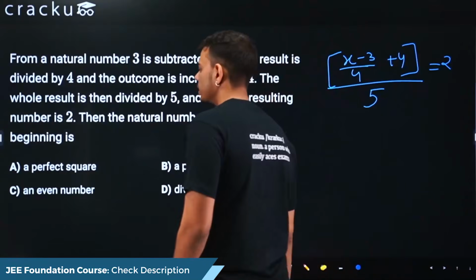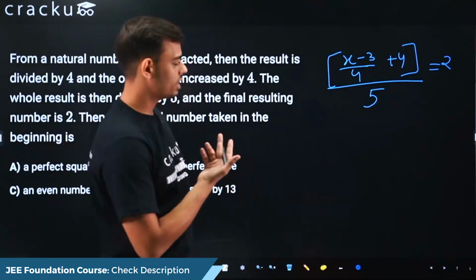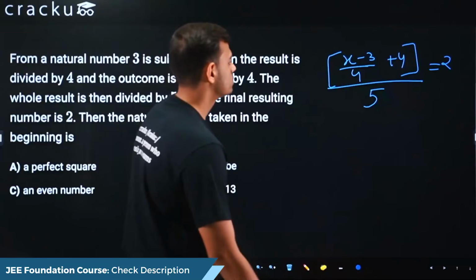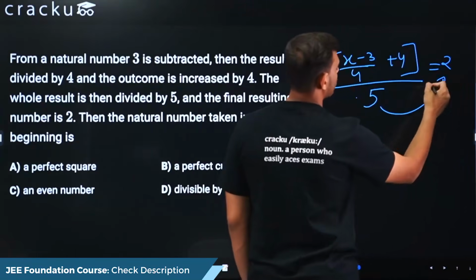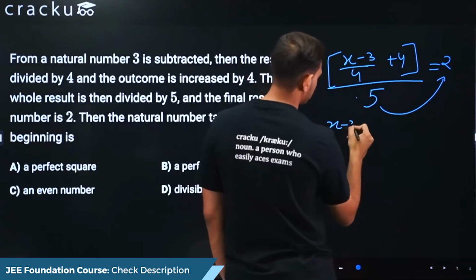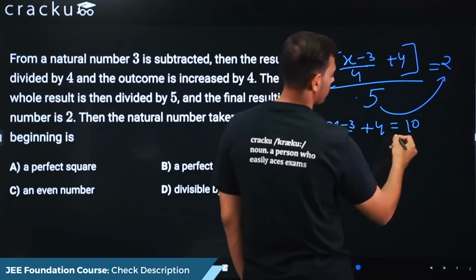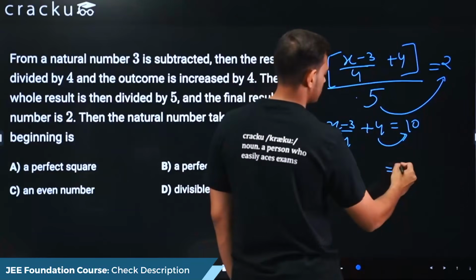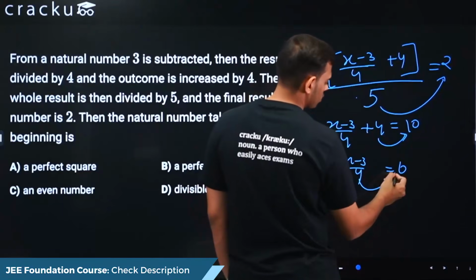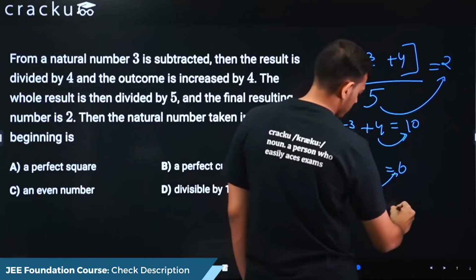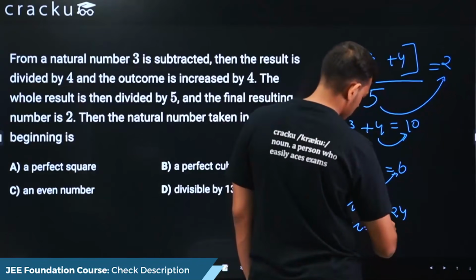Then the natural number taken in the beginning is, okay, we need to find the natural number that we have taken in the beginning. Numerator by denominator is 2. I'll just cross multiply it. Denominator will go there. I'll get (x minus 3) by 4 plus 4, the numerator, equals 5 times 2, 10. 4 will get subtracted here. This will be 6. (X minus 3) by 4 equals 6. This 4 will go there. It will be 4 into 6, 24. It will be x minus 3. X will be 24 plus 3 is 27.